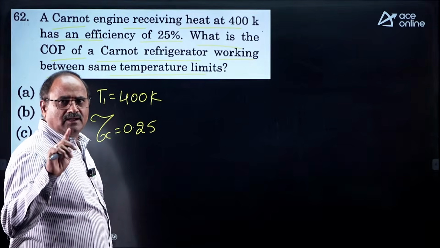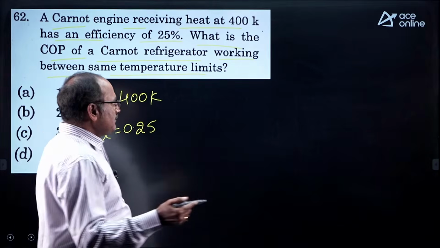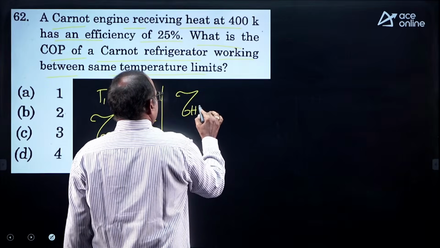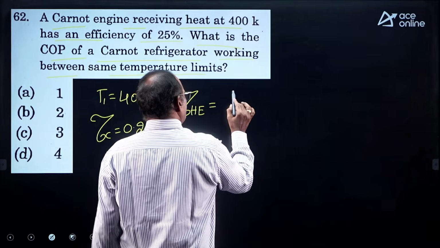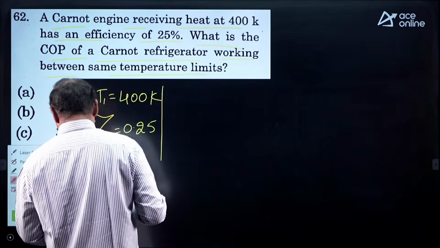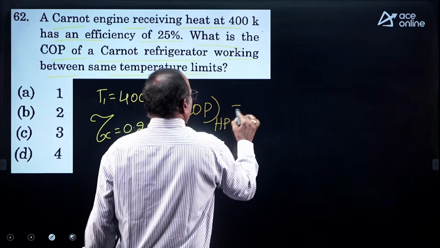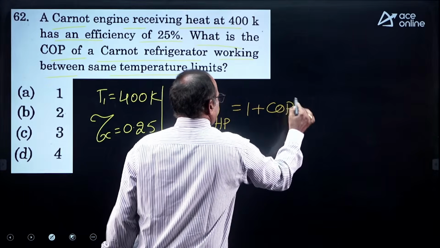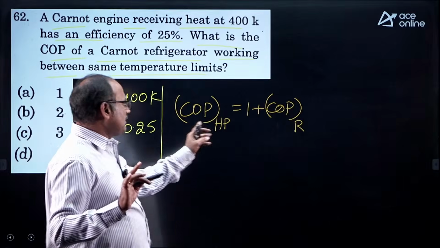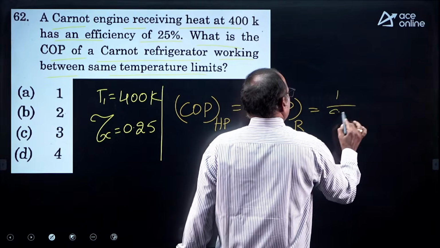Whenever the heat engine, heat pump and refrigerator are working between the same temperature limits, the relation between the three is very simple. The COP of the heat pump equal to 1 plus COP of the refrigerator for the same temperature limits. Remember, this rule is valid as long as the heat pump and refrigerator both are working between the same temperatures. It is equal to 1 by efficiency of the heat engine.